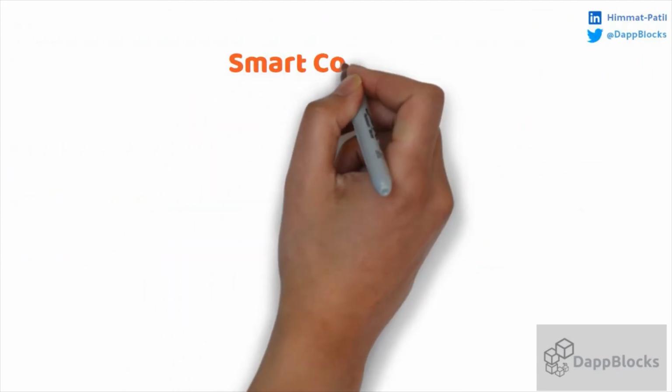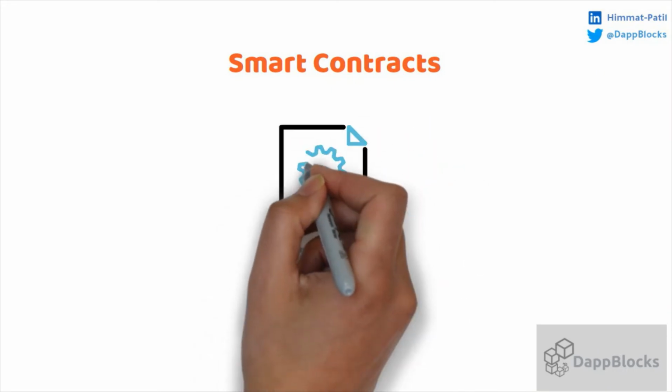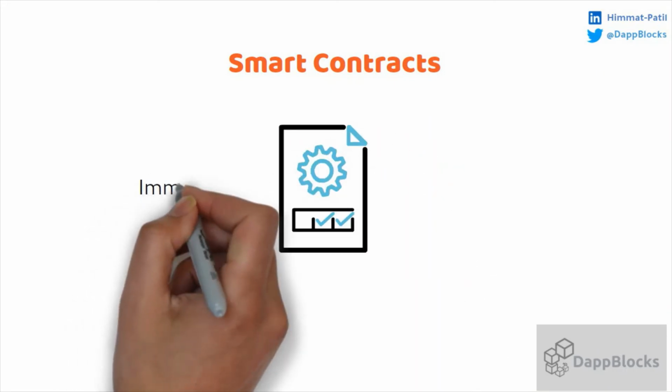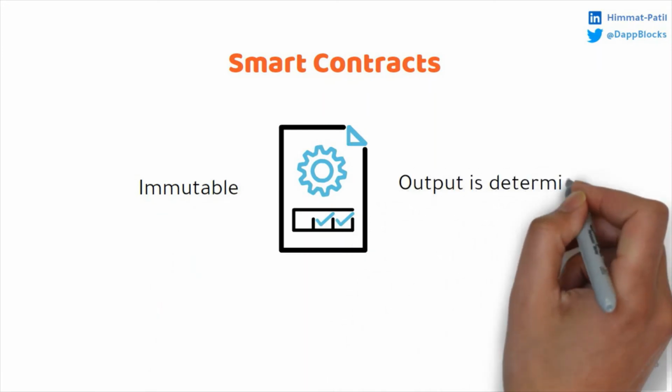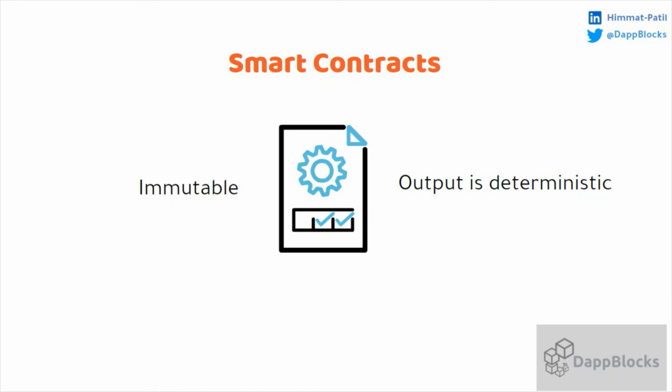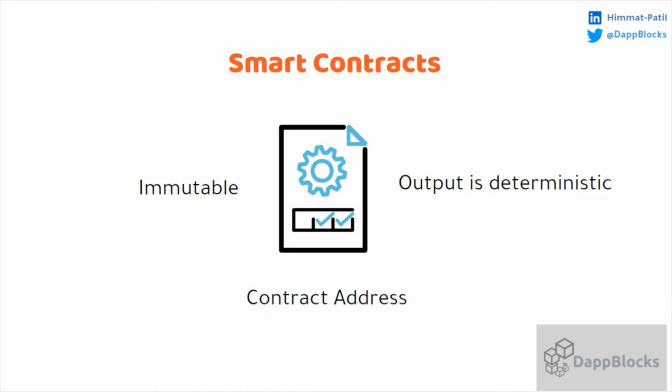Smart contracts. Smart contracts are computer programs. They are immutable, which means once deployed, the code of a smart contract cannot be changed. Smart contract output is deterministic. The outcome of smart contract execution is the same for each run. Each smart contract is identified by a unique address, that is the contract address.